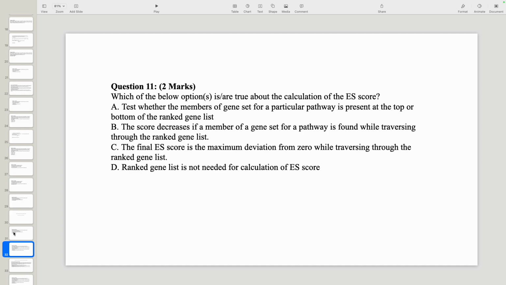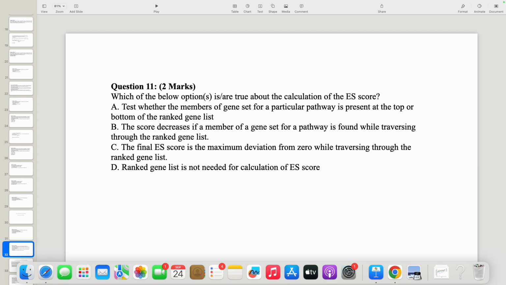Question number 11. Which of the below options are true about the calculation of enrichment score? A, test whether the members of a gene set for a particular pathway are present at the top or the bottom of the ranked gene list. B, the score decreases if a member of a gene set for a pathway is found while traversing through the ranked gene list. C, the final ES score is the maximum deviation from 0 while traversing through the ranked gene list. D, ranked gene list is not needed for calculation of ES score. Please try to answer this question.